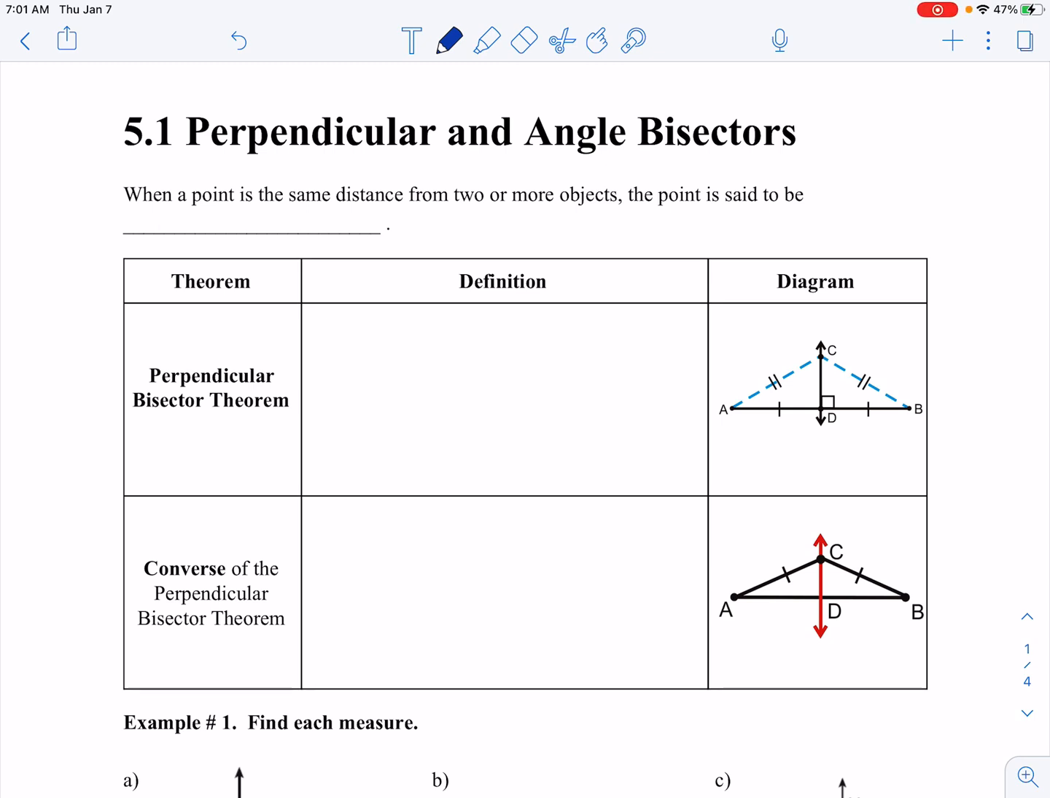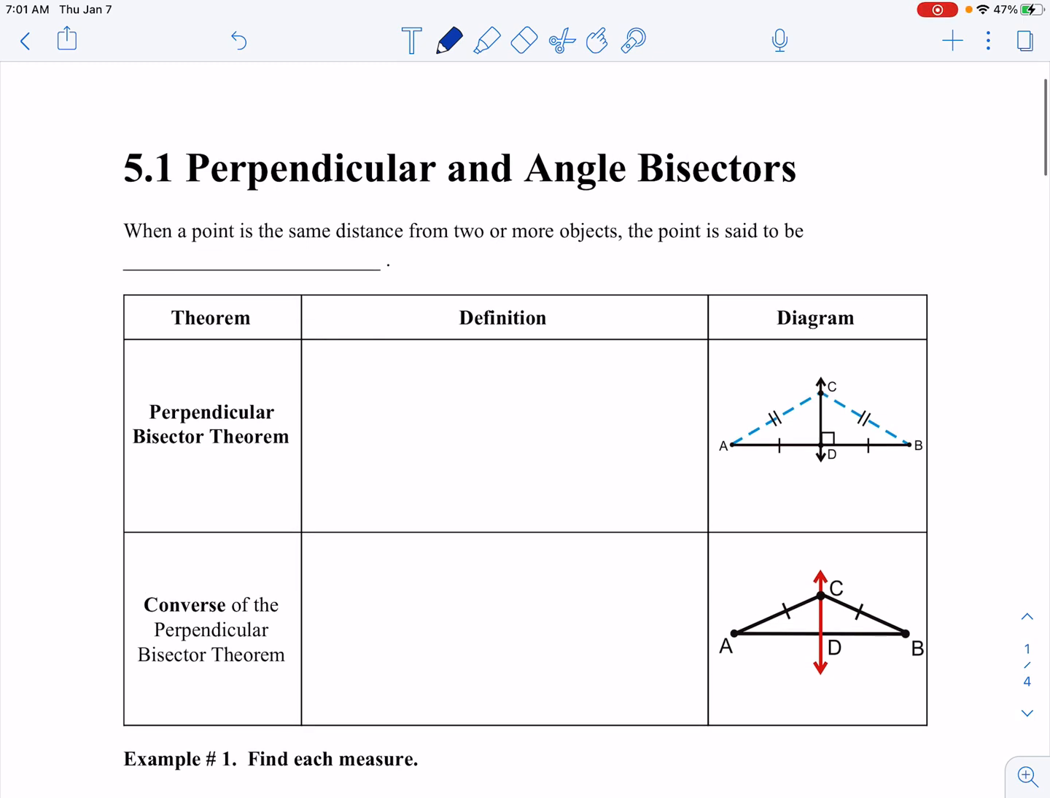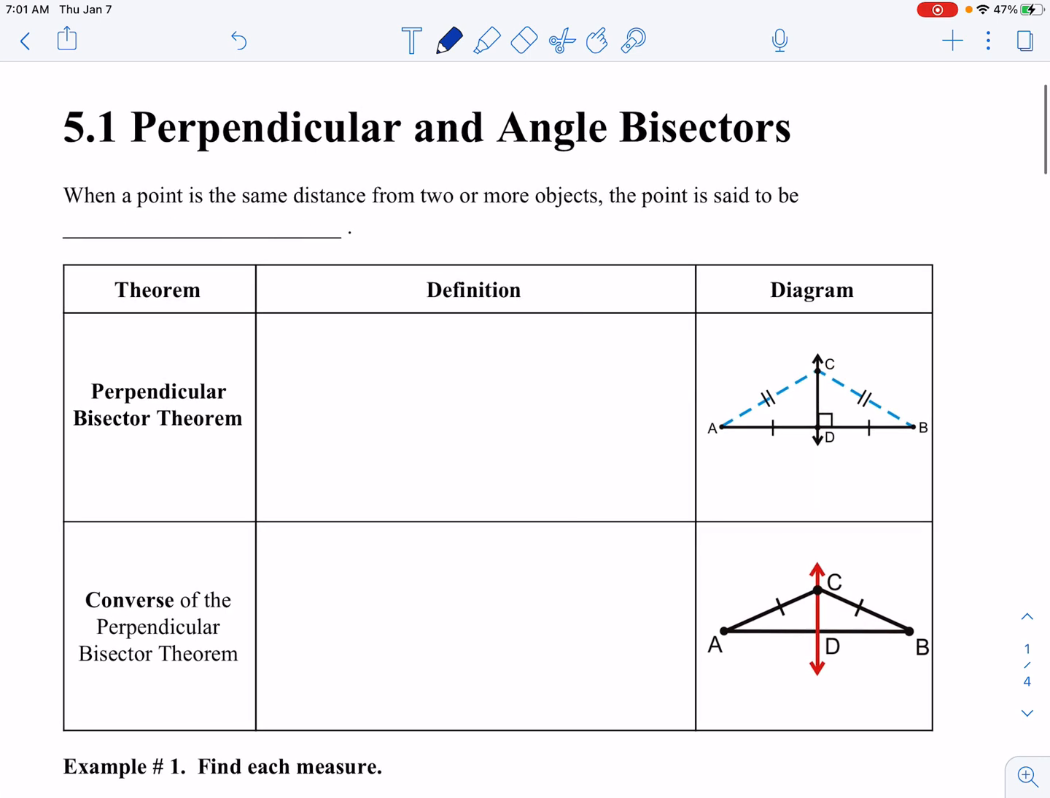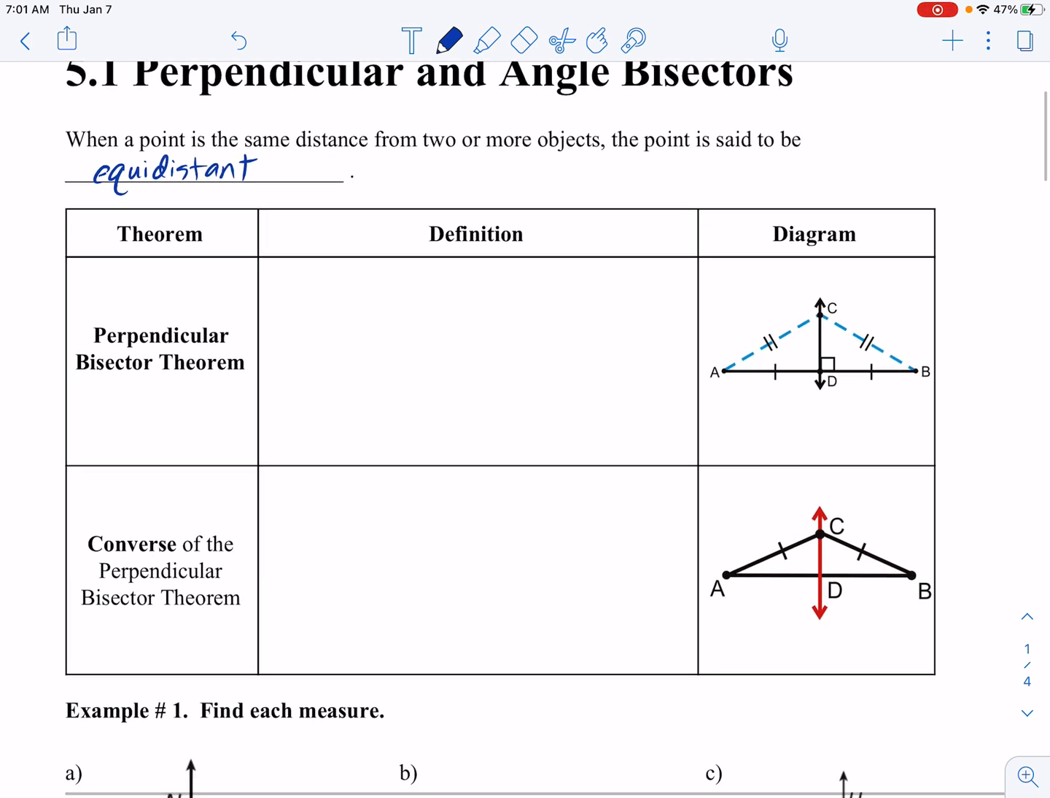All right, Unit 5 focuses on the properties of a triangle. Before we talk about specific properties of triangles, we're going to focus on perpendicular and angle bisectors. If you remember, a point that's the same distance from two or more objects is said to be equidistant. I think we've used this word before when we were talking about a midpoint. We're going to use that word in our definition for the theorems of a perpendicular bisector and angle bisector.